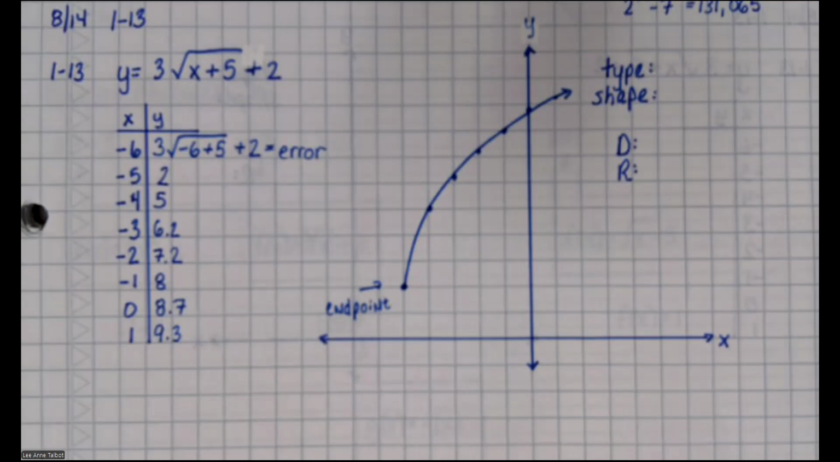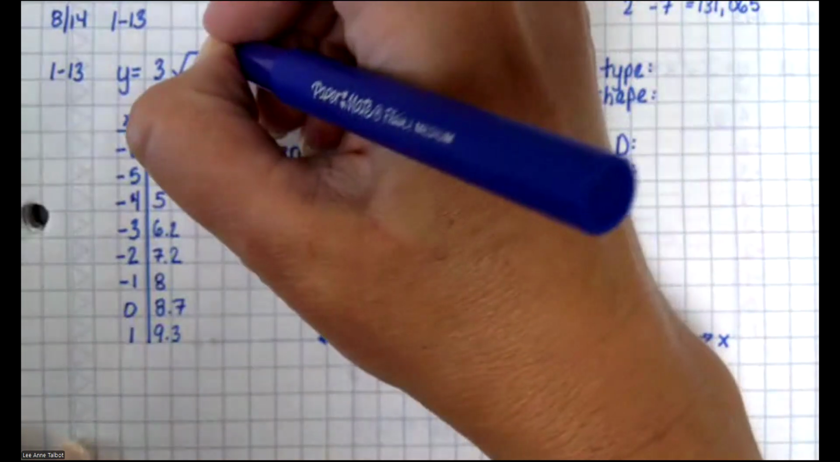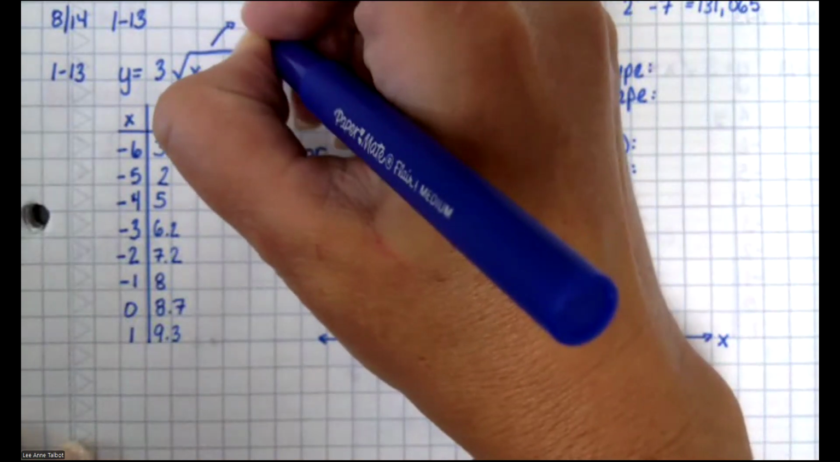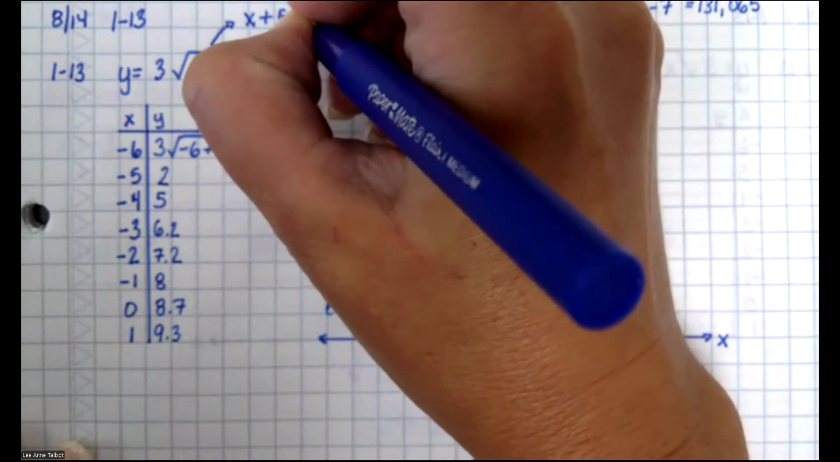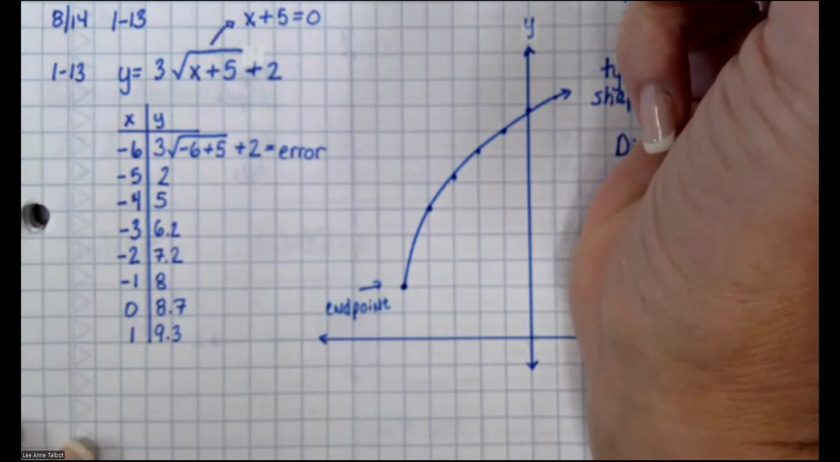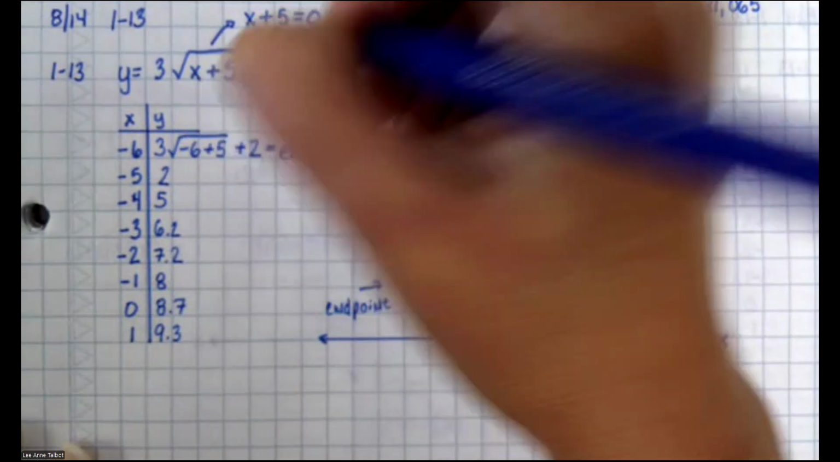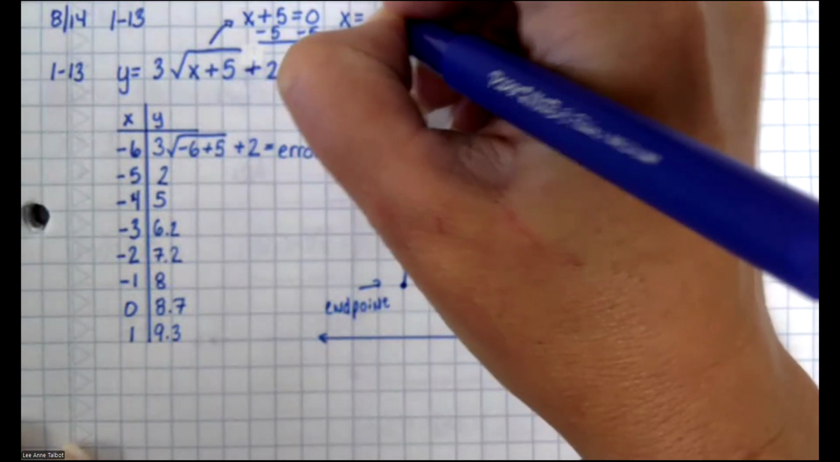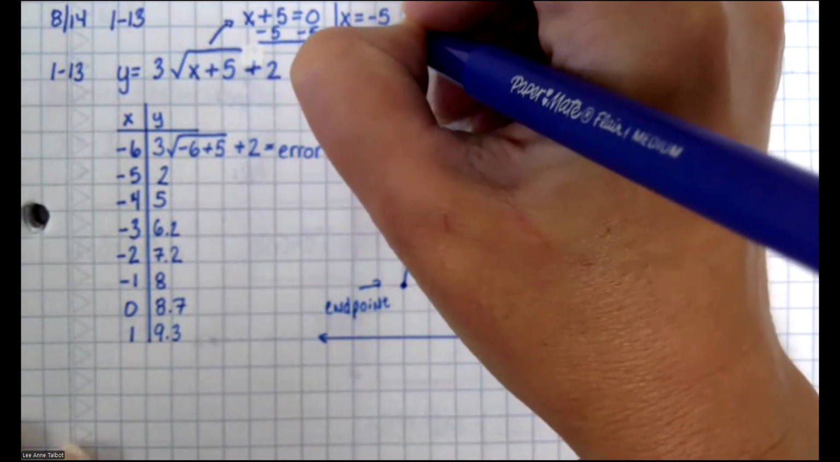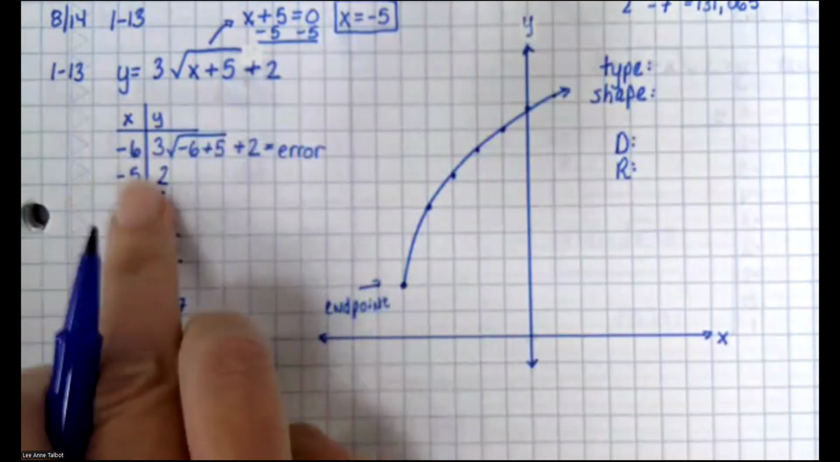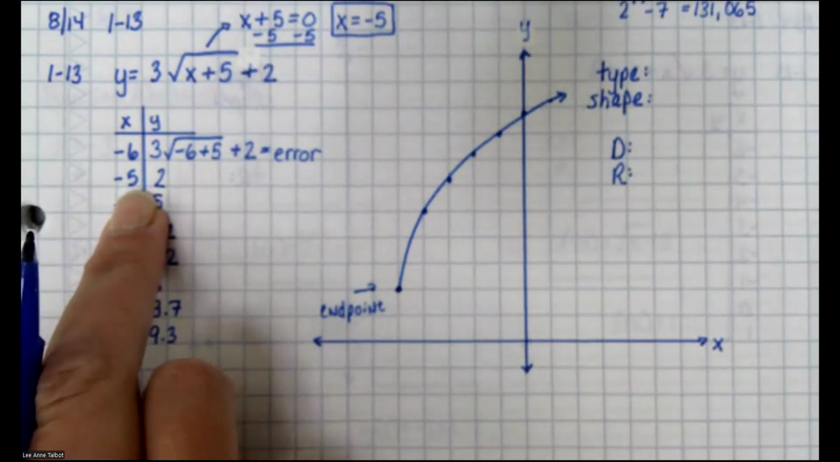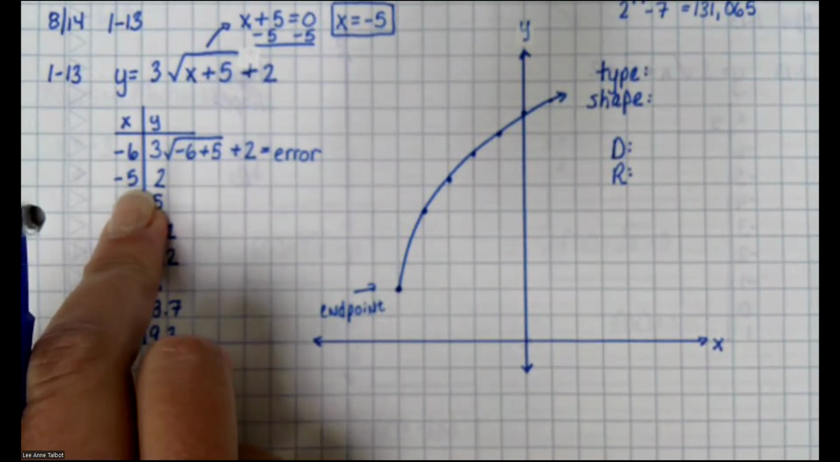Okay, so for those of us that like a formula, I would make a little note here: x plus 5 equals 0, minus 5, x equals -5. That's how I know my table is going to actually start giving me answers at -5.